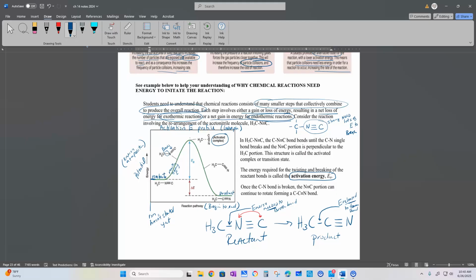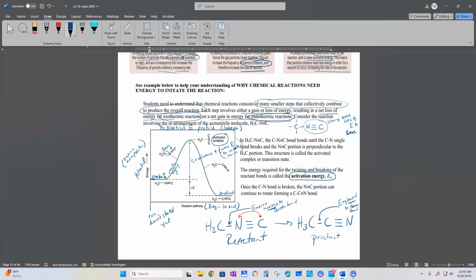So what energy is needed to break a CN bond versus forming a CC bond? All this energy is EA, and EA is always positive. Why? Because you need energy to initiate the reaction. You have to have energy in the beginning. Then you get to this point in time, the top of the peak.